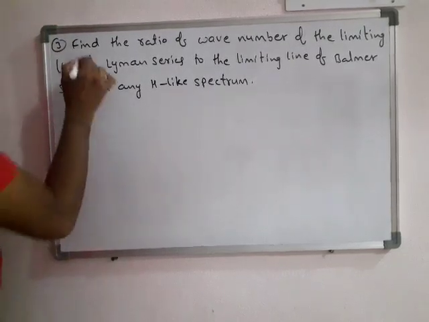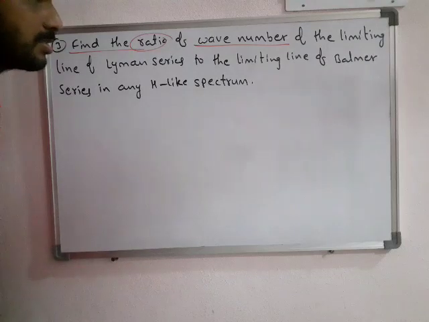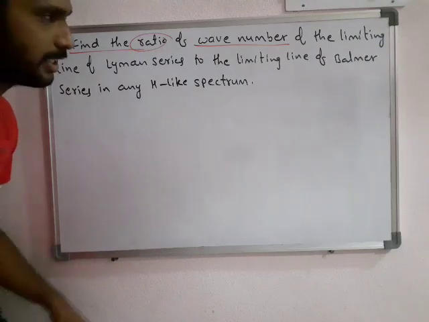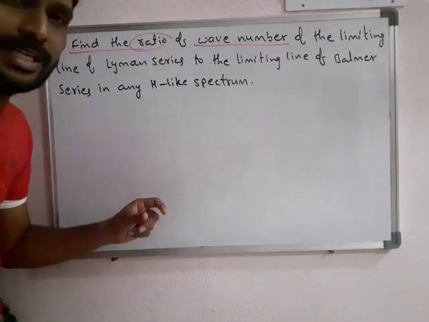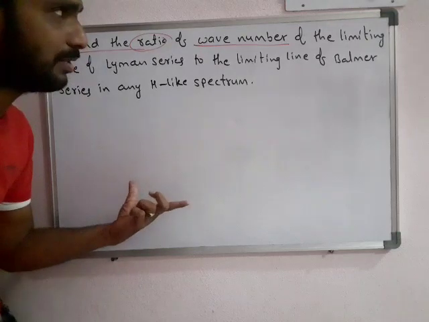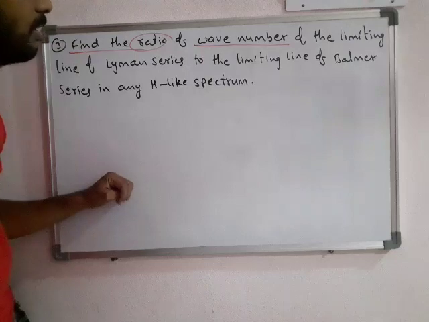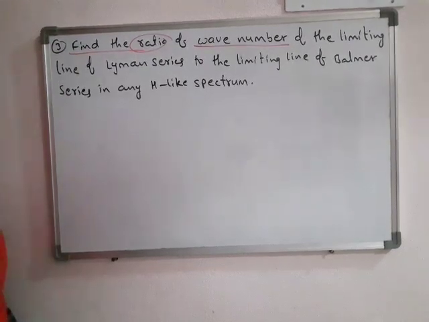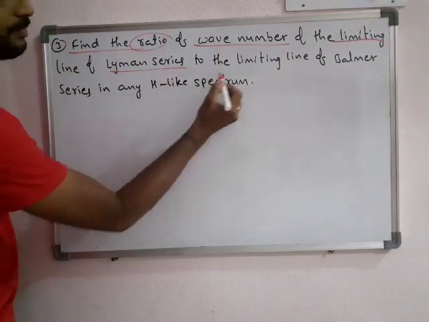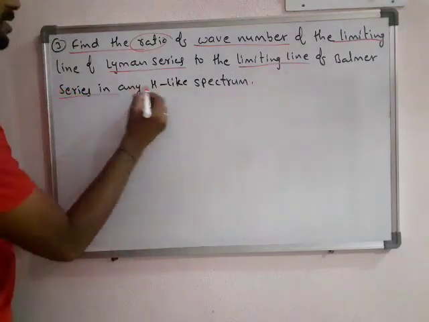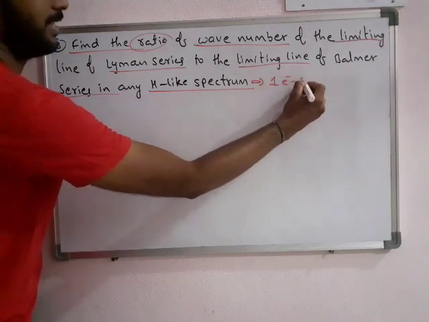So in this problem just find the ratio of wave numbers. Okay, directly it is asked that find the ratio of wave numbers. In the previous problem it is asked that calculate the ratio of energies. So energies calculation is nothing but wave number ratio. But it is directly asked that find the ratio of wave number of the limiting line. Limiting line means the last line of Lyman series to the limiting line of Bohr series in hydrogen-like spectrum. Hydrogen-like spectrum means which is having one electron system.